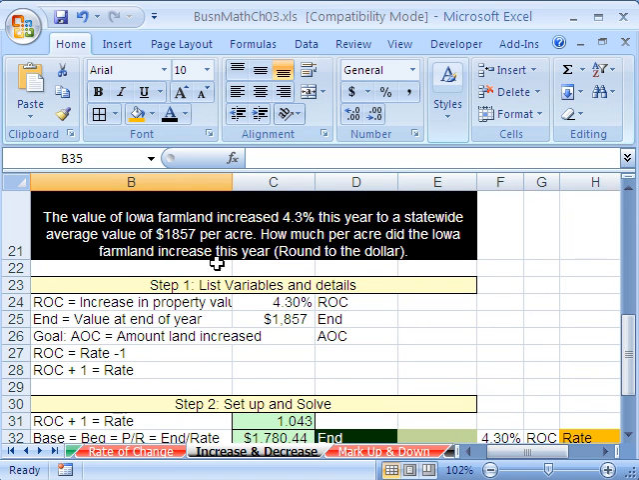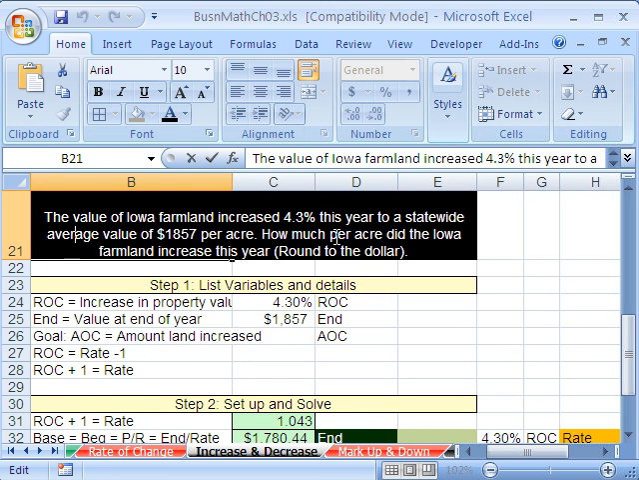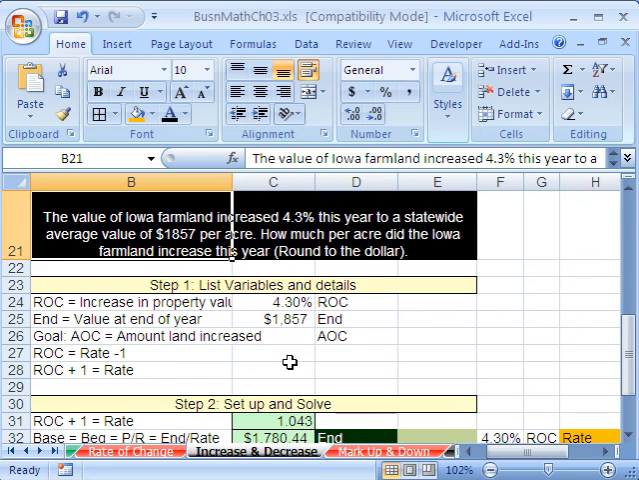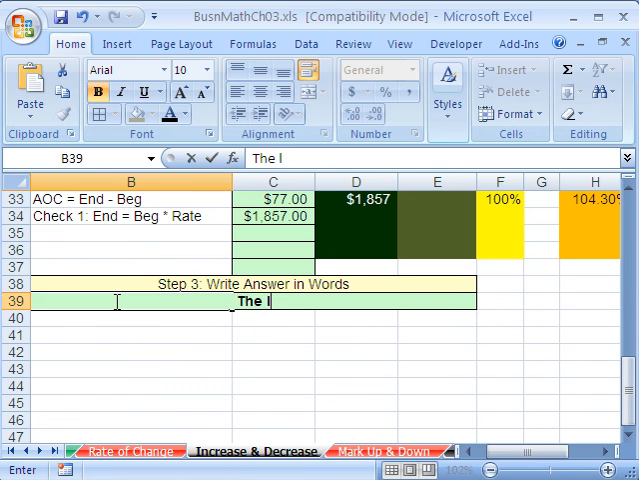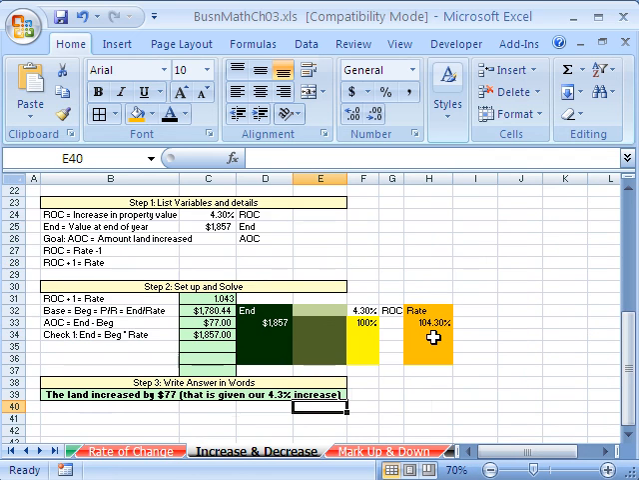How much per acre did the Iowa farm... So I'm just going to come up here. Actually, we don't need to do that. I'm just going to say the land increased by 77 bucks. And in parentheses, I'm going to say that is given our 4.3% increase. All right, and so that is a couple problems for increase and decrease.